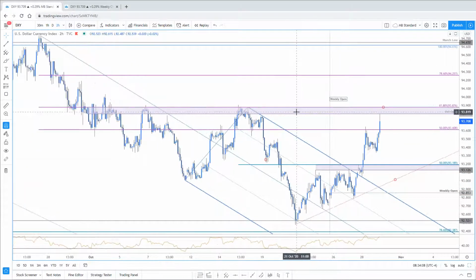So dollar breakout, nice move. Coming into a level where you could see a little bit of an interruption. So stay poised here. Any questions on DXY?